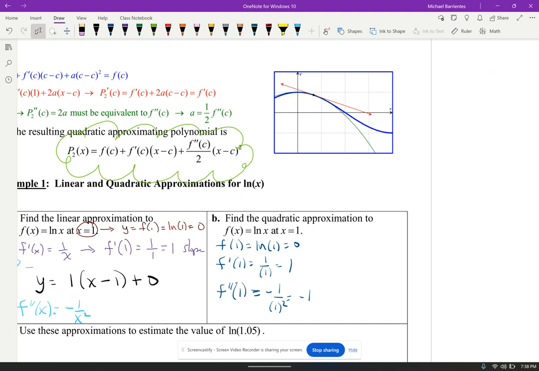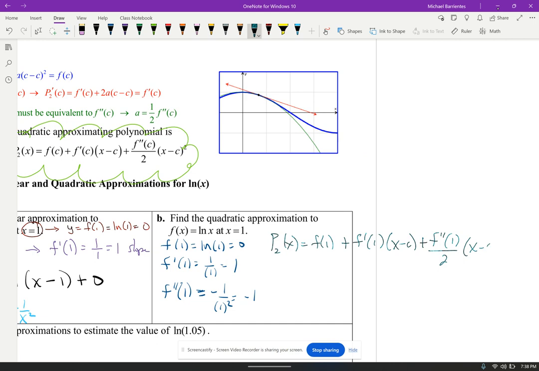So how do we do that? Well, follow this formula. This formula says start with, let me do it in a different color here, this is P2 of x, 2 because we're going to the quadratic second power, equals f of c, so that's f of 1. I'm just going to write it out first. f of 1 plus f prime at 1 times x minus c plus f double prime at 1 over 2 times x minus c squared.